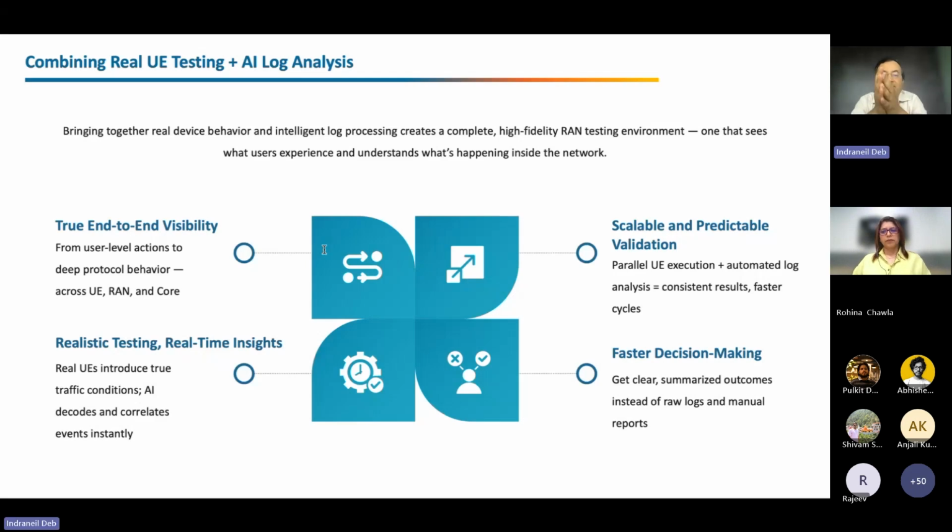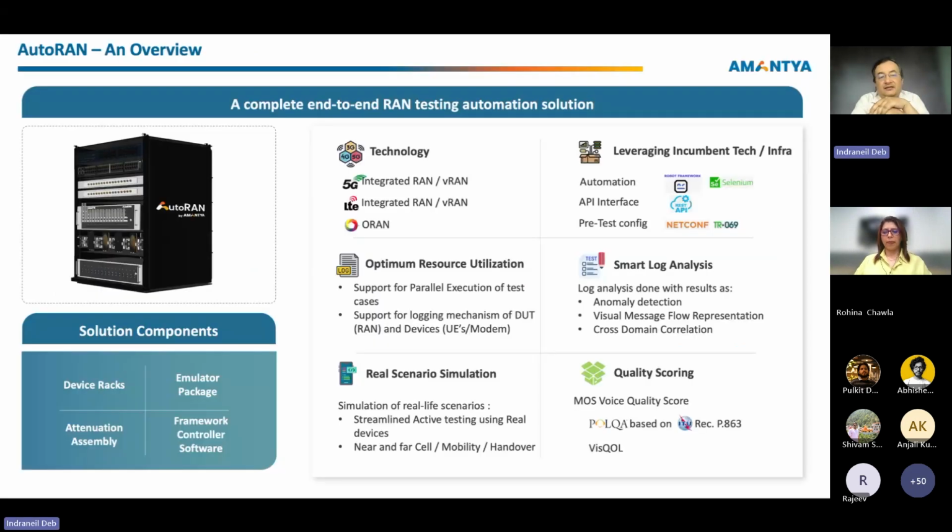So now I'd just like to take a moment to talk about AutoRAN. That's one of the products in our portfolio. It's an automation testing framework. It encompasses many of the aspects that I touched upon during the course of the last 30-35 minutes, where we talked about real devices and AI-assisted log analysis.